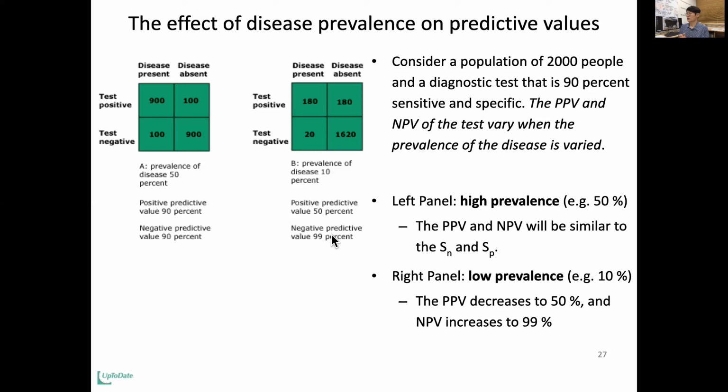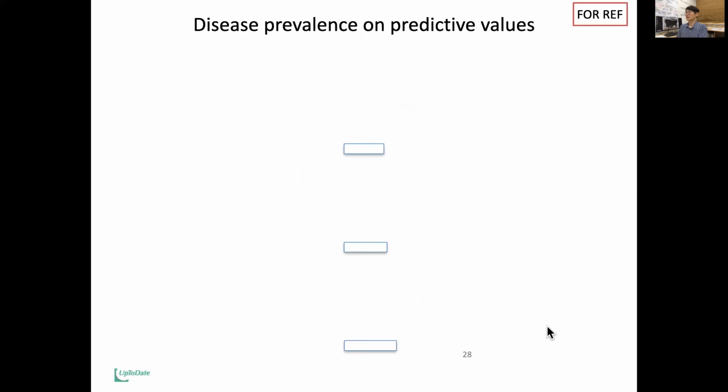Does it make sense? So in the left panel with high prevalence, PPV and NPV are similar to sensitivity and specificity, because the sensitivity and specificity are 90% and 90%. However, in the low prevalence case, the positive predictive value decreases. So for a rare disease, even if you got a positive result, you don't have to worry that much until you get further tests, okay? Does it make sense? And if you got a negative, for sure you don't have the disease.